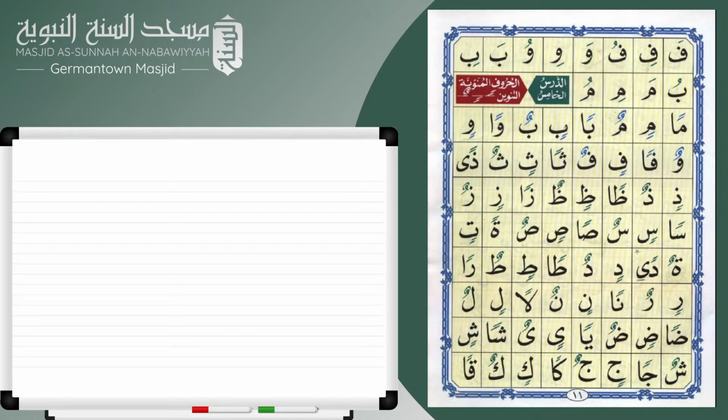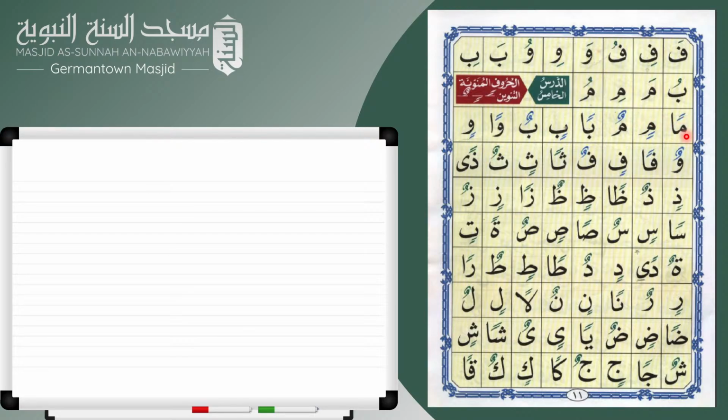Un. So all three of them, what sound do they make? An, in, un. An, in, un. Good. Now repeat after me. We're going to go over each letter with each. And what are these three called? Tanween. Tanween, double vowel.